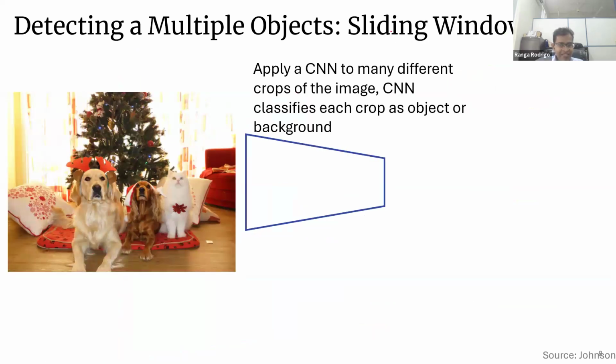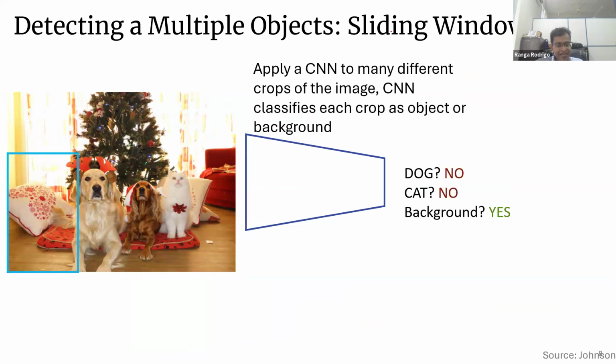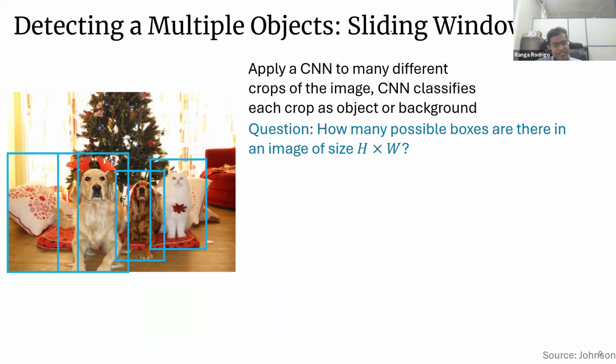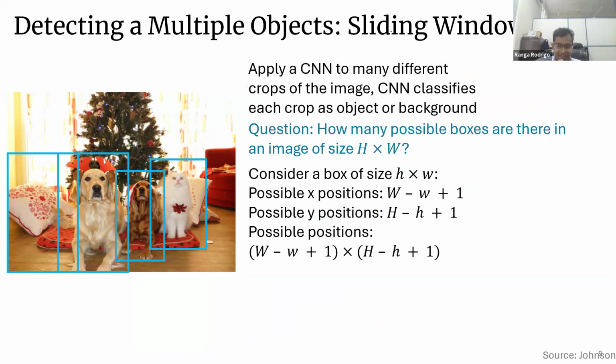So detecting multiple objects in sliding window fashion. So you put the sliding window here, and at each of these boxes, we see whether there's an object. Apply a CNN to many different crops of image. CNN classifies each crop as an object or background. This is possible. But the problem is like how many bounding boxes should you check? How many possible boxes are there in an image of size H and W? Let's consider this. Consider box of size small h and small w. Possible locations are W minus w plus 1, H minus h plus 1.